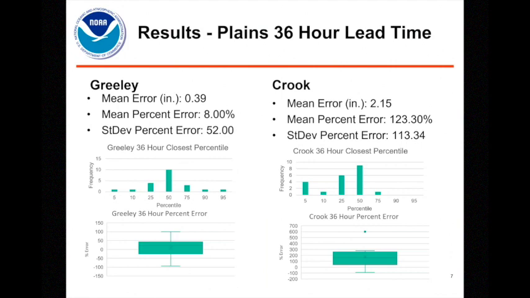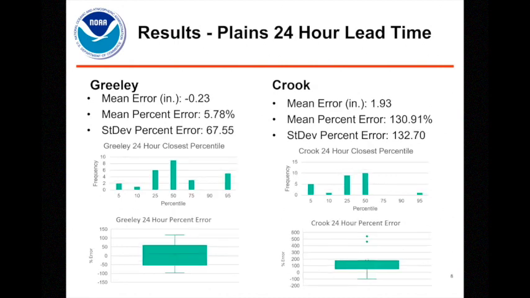So looking at the 36-hour lead times in the plains, Greeley looks pretty nice, a nice normal distribution, and nothing too notable, just pretty spot on for those forecasts from 36 hours out. As for Crook, a little different. It looks like there's more over forecasting, with the mean error being about 2.15 inches. And as you can see, there's a nice skew right on this, indicating an over prediction of snowfall amounts. The same can be said for about 24 hours out, with Greeley becoming a little more accurate, as well as Crook, but as you can see, there's still the 5th percentile having a large skew in it.